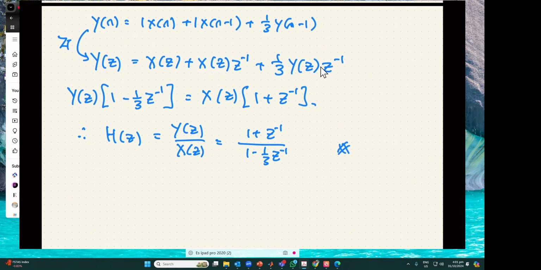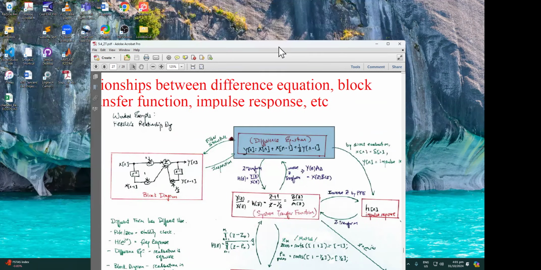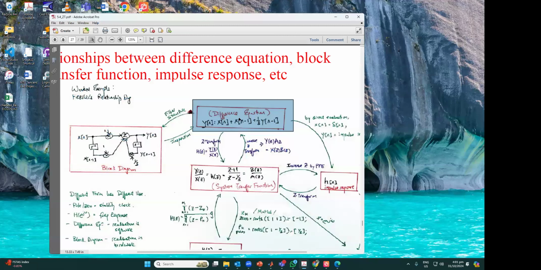Another 2 marks in the lab. And the next question, of course, is where are we now, guys? Look at that figure. We have the difference equation, we have the block diagram. So either I give you the block diagram and you find the difference equation, or you are given the difference equation and you generate the block diagram. Now, the transfer function, you just do the Z transform.